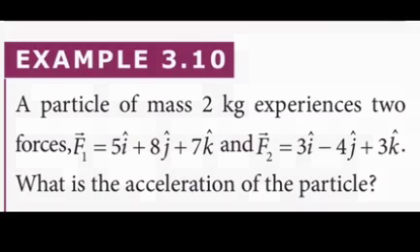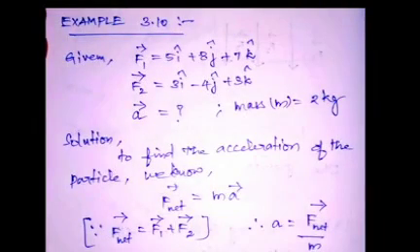First write the given data. F1 vector is equal to 5i cap plus 8j cap plus 7k cap, and F2 vector equal to 3i cap minus 4j cap plus 3k cap, and mass is m equal to 2 kg. So we have to find the acceleration. So this is all the given data. So now we solve this problem.